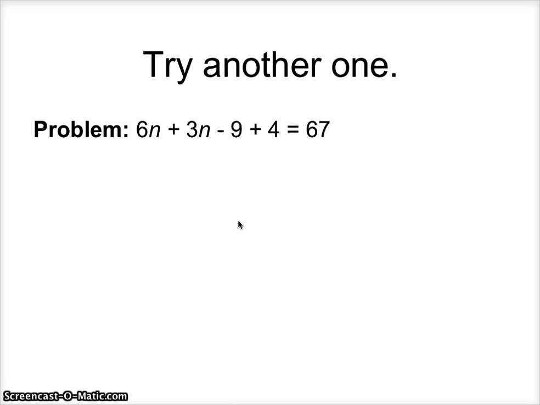Great. Now, when you've unpaused it, you've solved it, let's see if you were right. So, step 1, I'm going to have to collect this time. I have a pile of n's, and I have a pile of not n's. I have 6n plus 3n, that's 9n. I have 9 plus 4. Well, that should be 13, right?